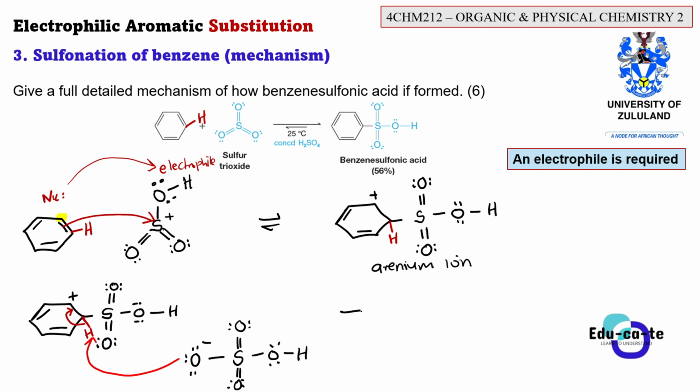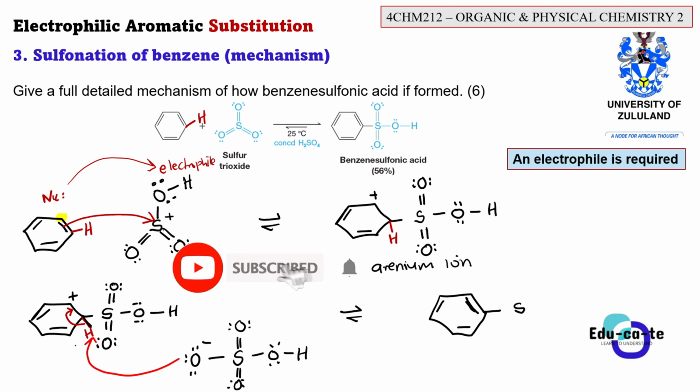This is our arenium ion. But now remember that this double bond between H and this carbon has been broken, and its electrons have been used to form another bond here. So we're going to have a bond here, a bond here, a bond here, and then this is going to be bonded to S. The hydrogen is now gone. We are no longer going to write this hydrogen because it's been taken away by this HSO4 minus.